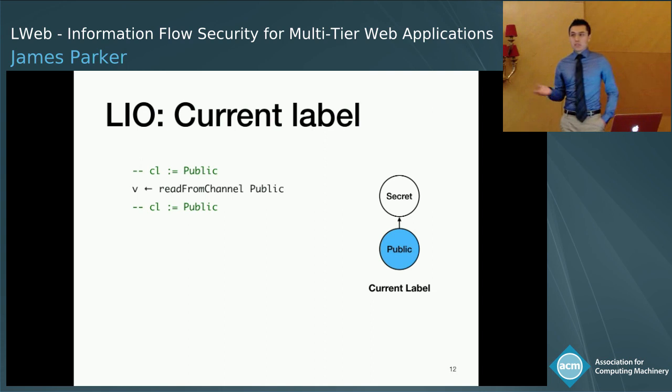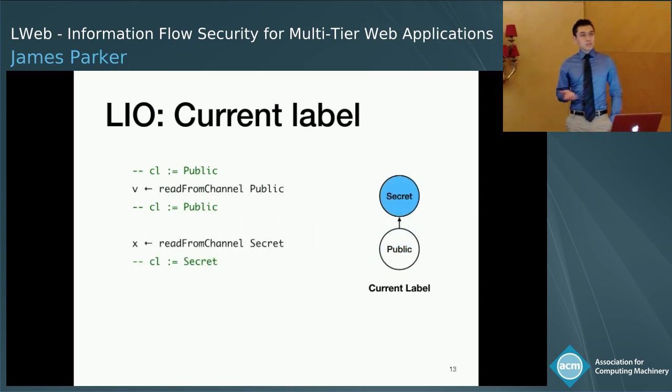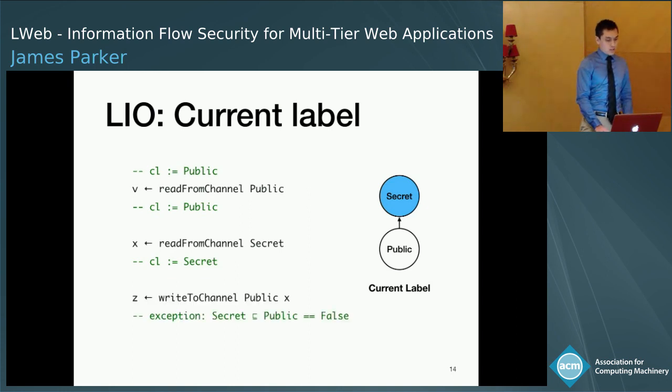So here's an example illustrating the current label. Initially the current label is public. We read from a public channel, and the current label stays public because public join public is public. Now we're going to read some secret information. So now the current label increases to secret because secret join public is secret. Now if you try to write to a public channel, well, this isn't allowed, right? Because we've read secret information and we're trying to write it to a public channel. This throws an exception because secret does not flow into public.